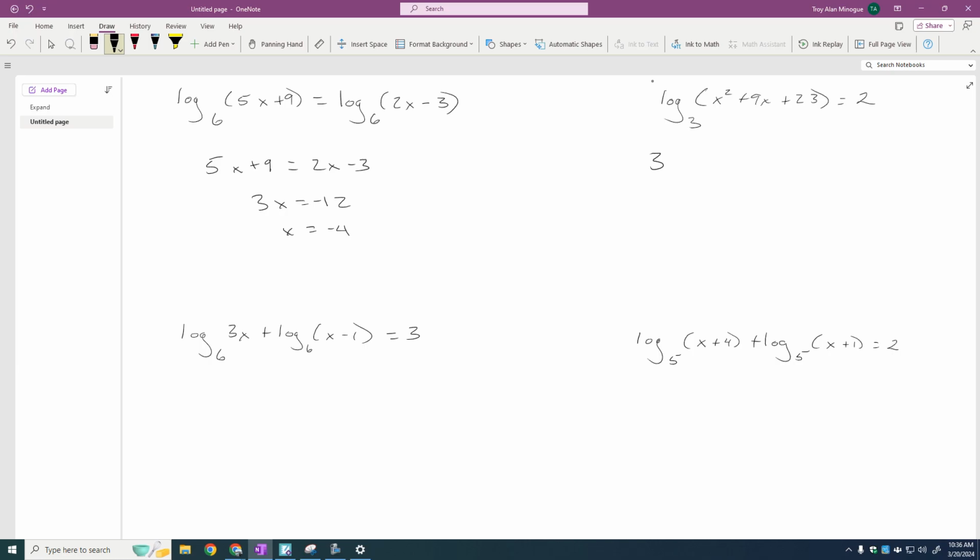3 raised to the second power equals x squared plus 9x plus 23. 3 to the second is 9. But now I don't have a nice, neat linear equation. I have a quadratic equation. But that's okay. We're in honors algebra 2. We can handle exponential equations. How do you solve a quadratic? I said exponential, didn't I? I meant quadratic. How do we solve a quadratic?